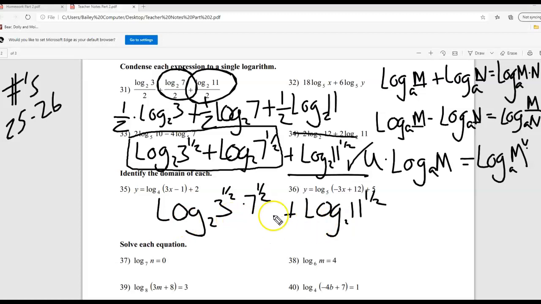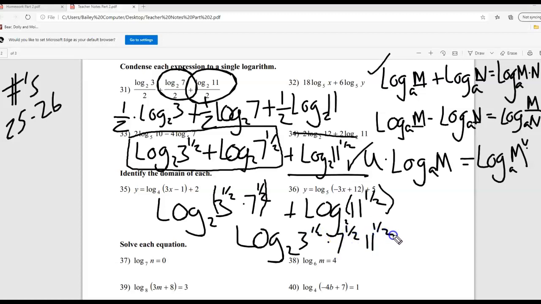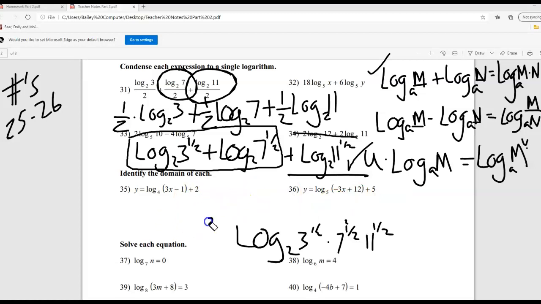So now I've got 2 logs again. We had 3 logs, but by putting 2 of them together, now I have 2 logs. And now I can put those 2 together using the same rule, rule number 1. So I could take this argument, 3 to the half, 7 to the half, and multiply it by 11 to the half. So we end up with now just one logarithm. Now, even though we would like to be done with this problem by now, we have a little bit more work to do here. Real quick.